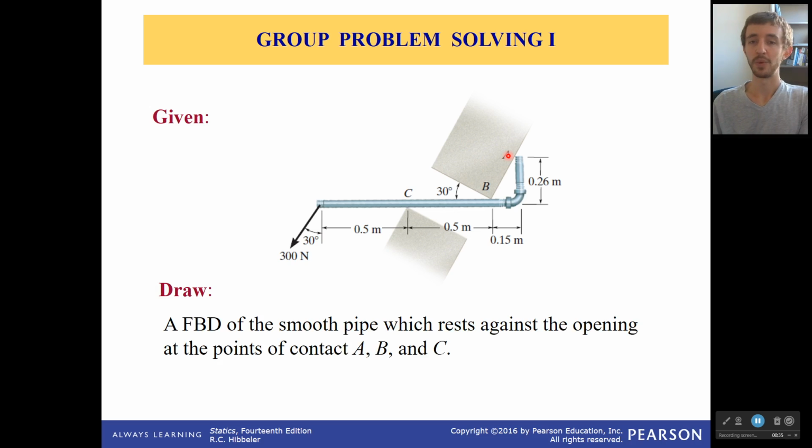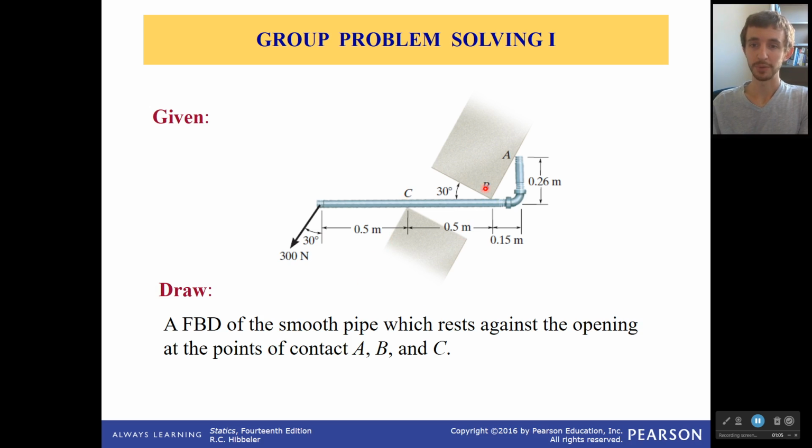And it says, okay, I want you to give me a free body diagram of this smooth pipe, which rests against the opening here. It has points of contact at A, B, and C. Notice that points of contact, not lines of contact, not areas of contact, points. Other thing, this is a smooth pipe, which means there's no friction. So how do we do this? Well, the next page shows you the answer, so let's just look at it together and see.